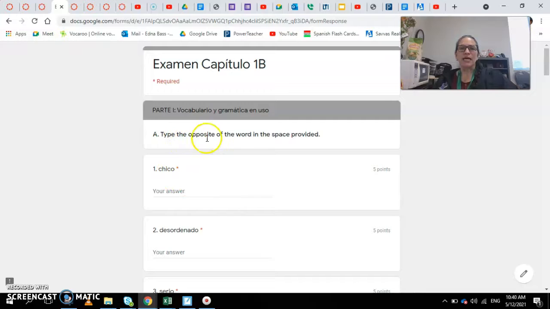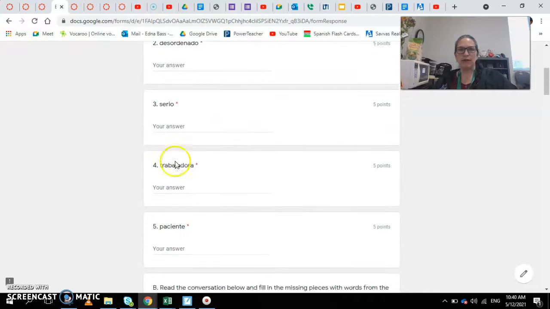Okay, it says type the opposite of the word in the space provided. So you're going to see the word that you have here, and based on the vocabulary you learned, you're going to put what will be an opposite for that one. Okay, you got 5 of those.